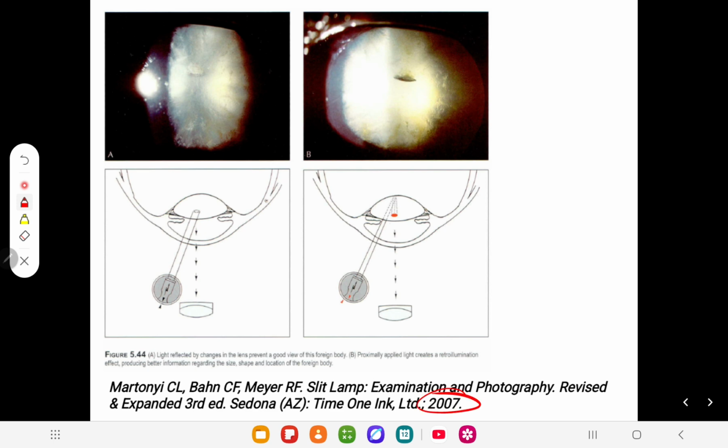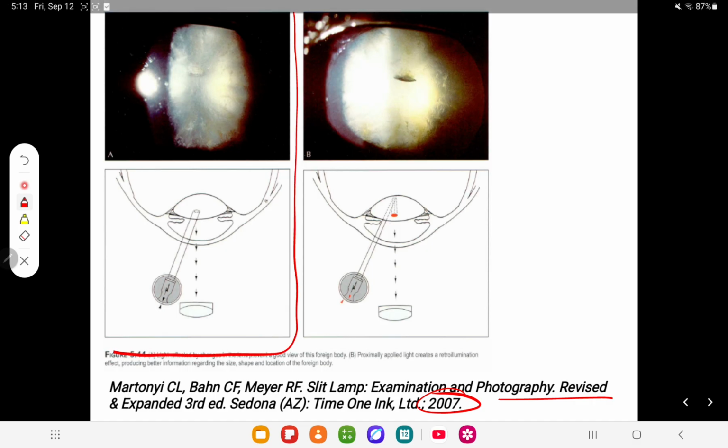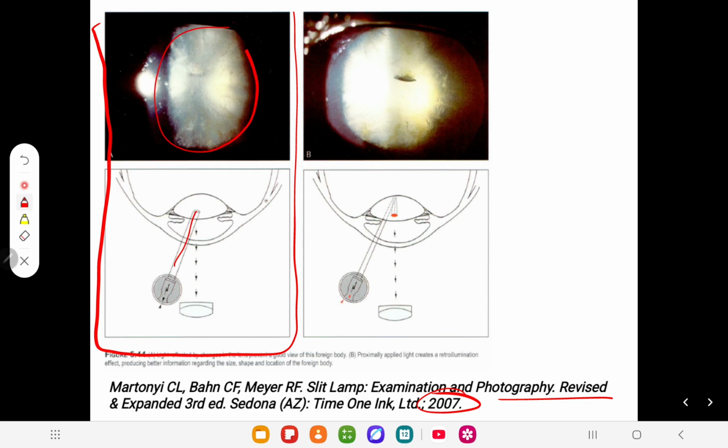This again I have taken from this book, a great book, Slit-Lamp Examination and Photography. See, in this picture, just observe it. Light is thrown directly at the particular place where we want to look. Do you clearly see anything there? Yes, you see this. There is something, isn't it?